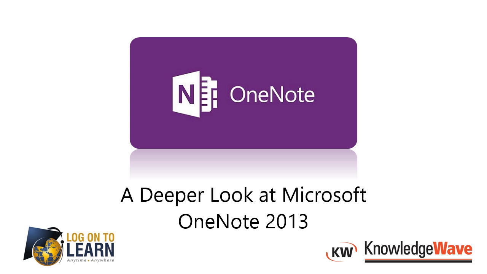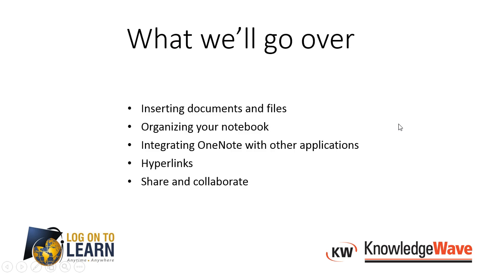Navigate your notebook with the use of internal hyperlinks and reach out to web pages with external hyperlinks. This digital notebook or binder is one of the best ways to keep everything in one place. So, some of the things I'm going to go over today include, again, inserting documents and files. We'll organize. I'll show you how to integrate OneNote with other applications. We'll talk about hyperlinks, share and collaborate, among a few other things.